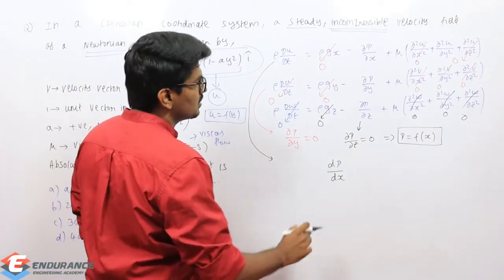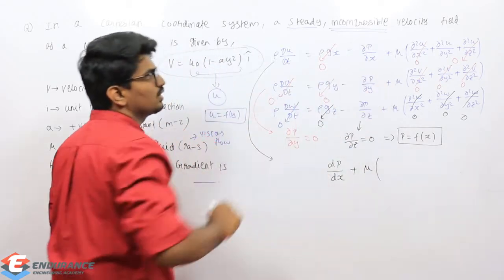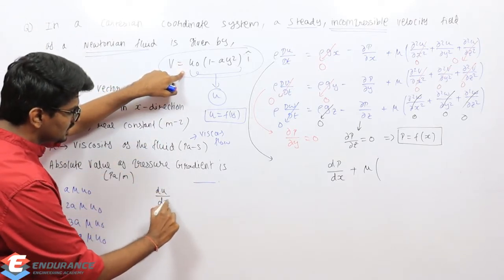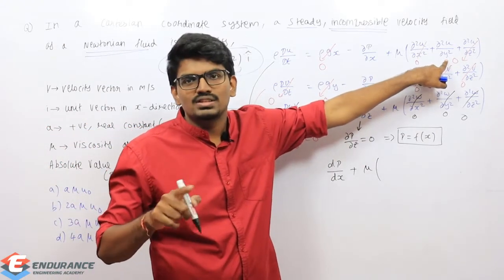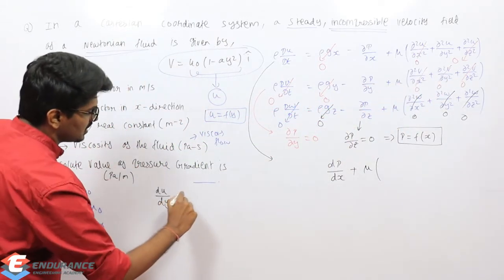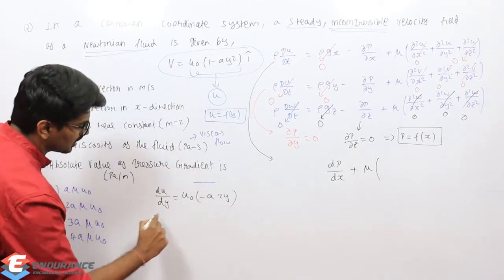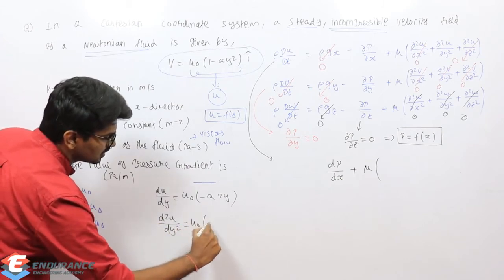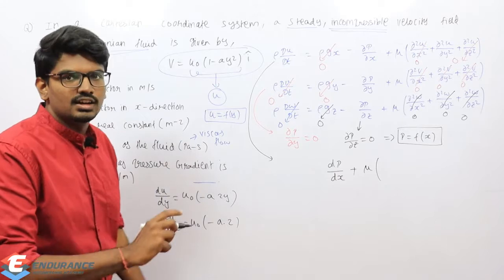Dou p by dou x, dp by dx, plus mu into dou square u by dou y square. So you have to differentiate this 2 times. What happens if I differentiate 1 time? I can use d here again. Why? Because u is a function of only y, so instead of dou I can use d, no issues. So du by dy: u naught into 1 becomes 0 anyway, a into 2 times y. If I differentiate it again, what happens? U naught becomes minus a into 2, because y becomes 1 here. So simple differentiation.